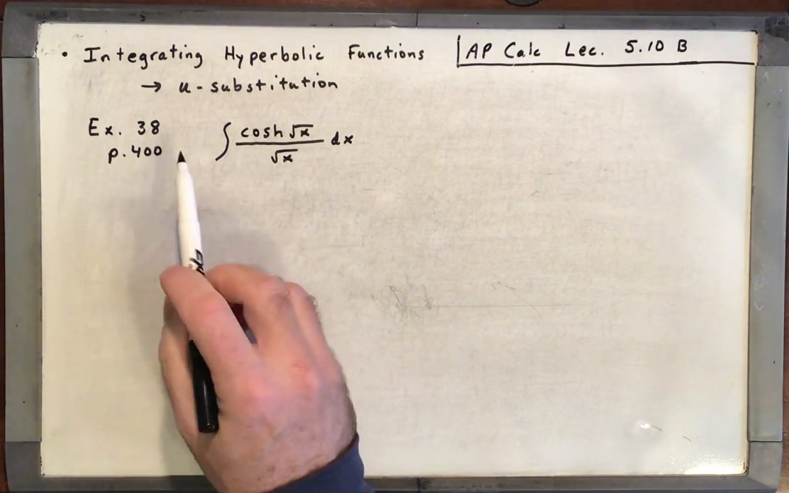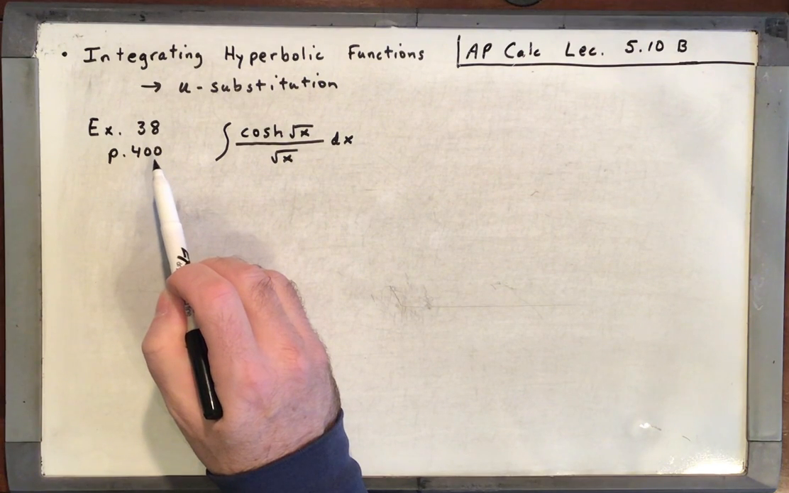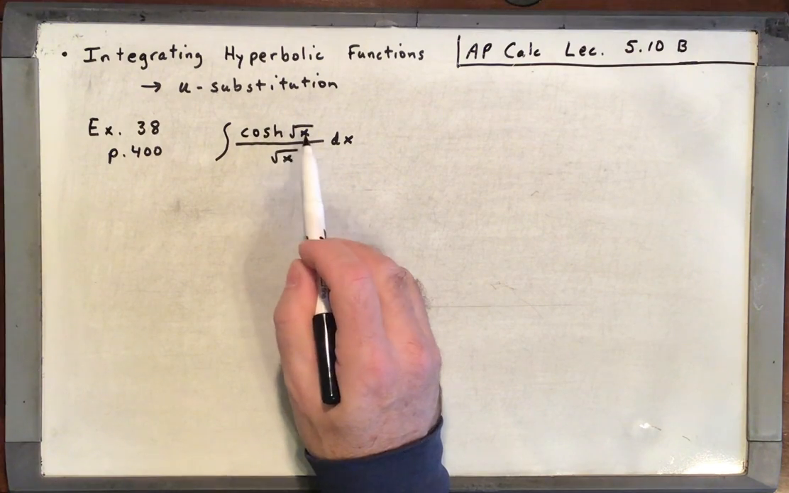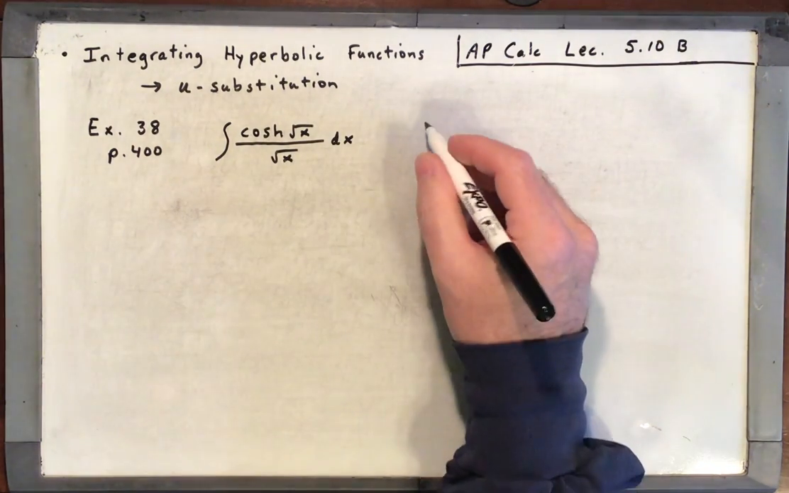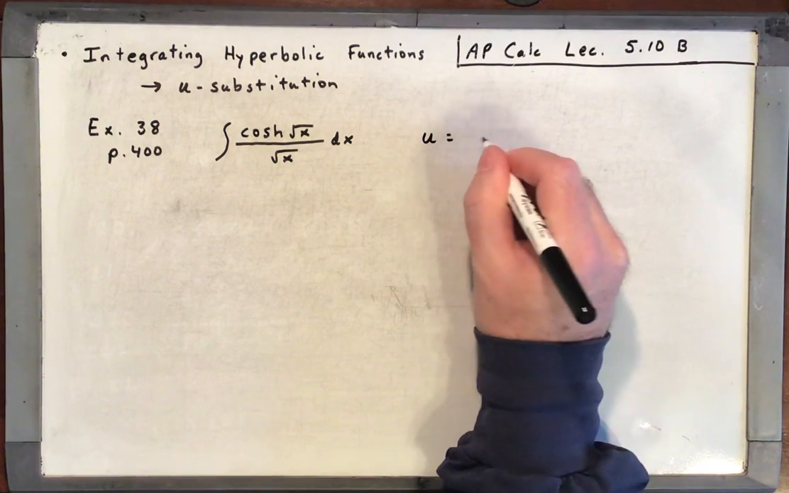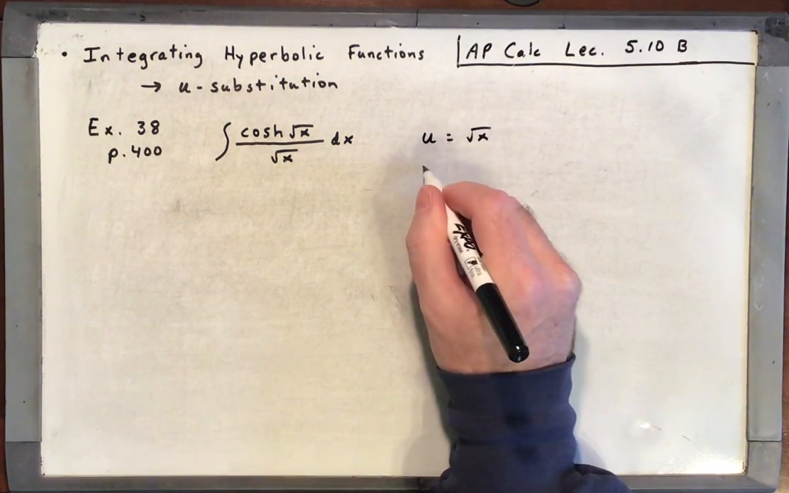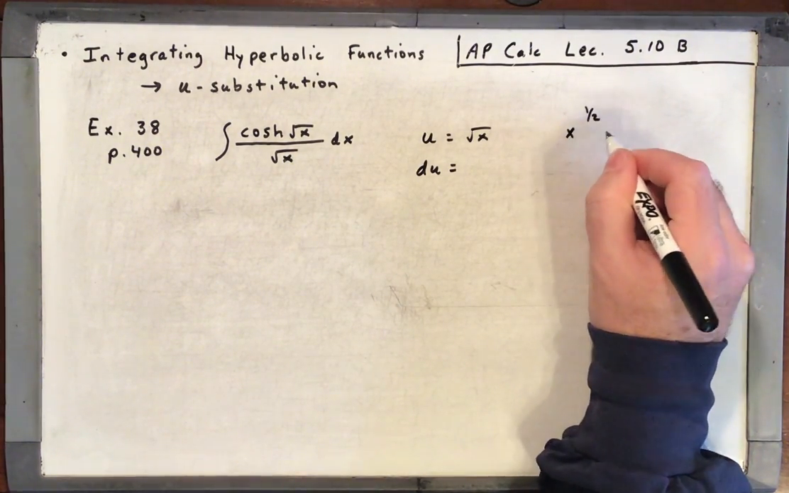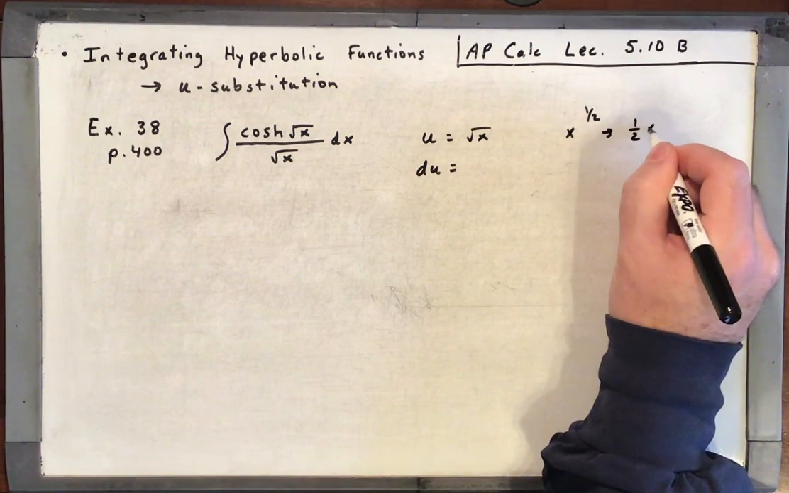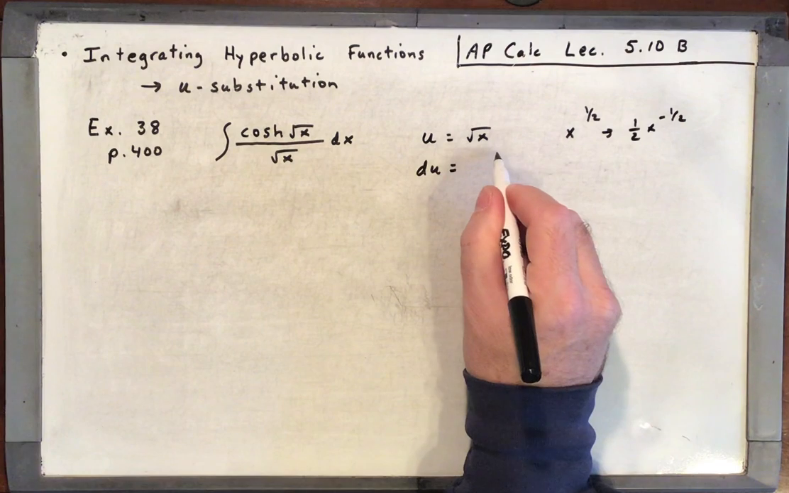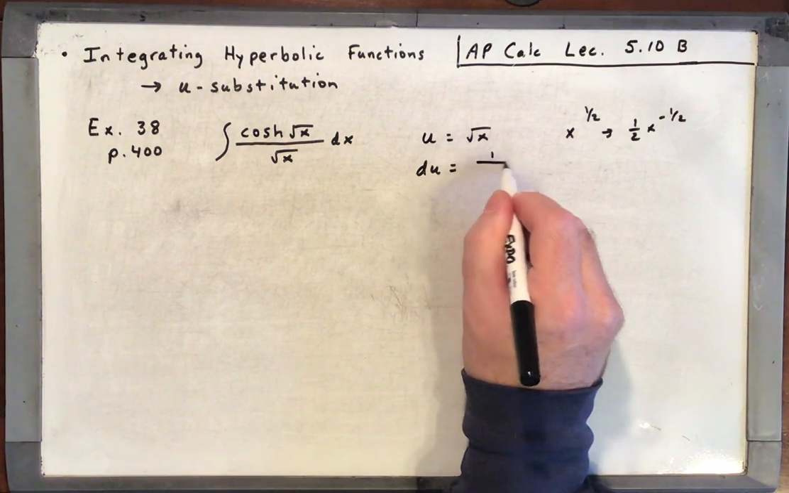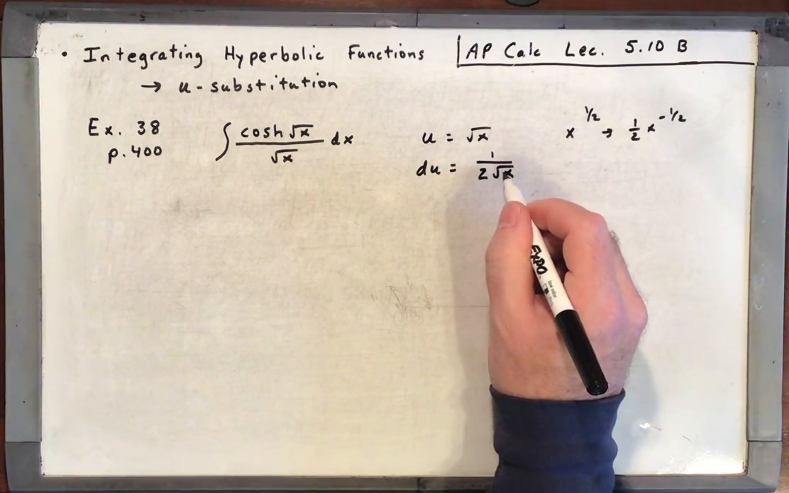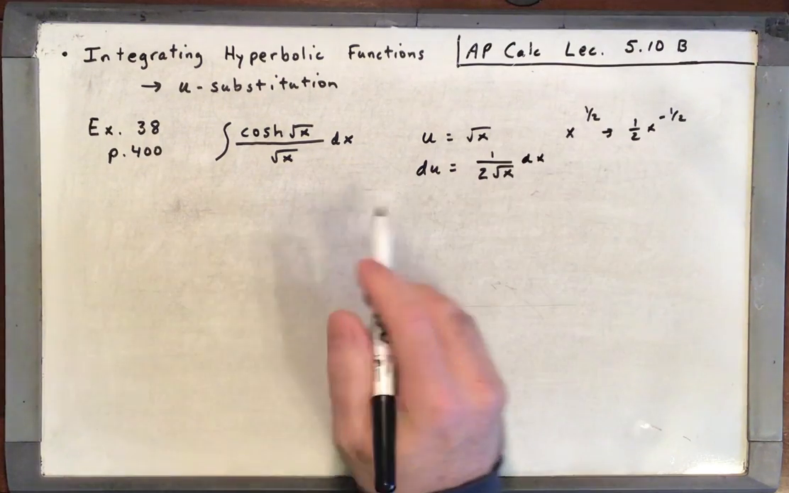Okay, so our first one is example 38 from page 400. And we have hyperbolic cosine root x over root x. What would make the most sense for you is u equals root x, because if you take the derivative of that, remember that's the same as x to the 1/2, so the derivative would be 1/2 x to the minus 1/2. So that's the same as 1 over 2 root x dx. That's almost what we need.